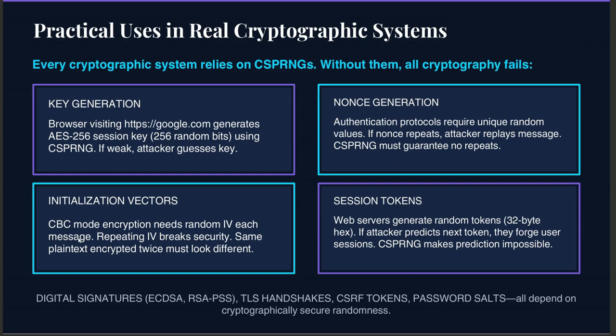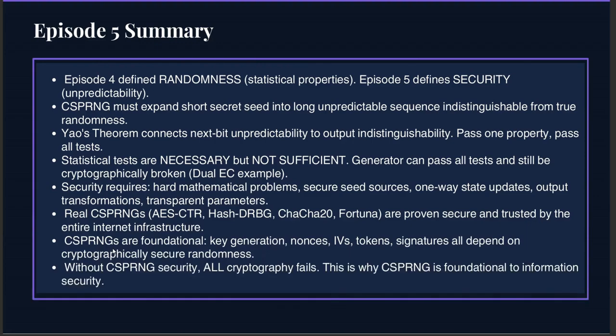Now, initialization vectors, IVs. Modes like CBC encryption require random IVs. Why? Because encrypting the same plaintext twice should produce different ciphertext. Otherwise, the attacker can detect repeated messages and patterns. If an IV repeats, the security weakens dramatically. CSPRNGs prevent this by generating unpredictable IVs.